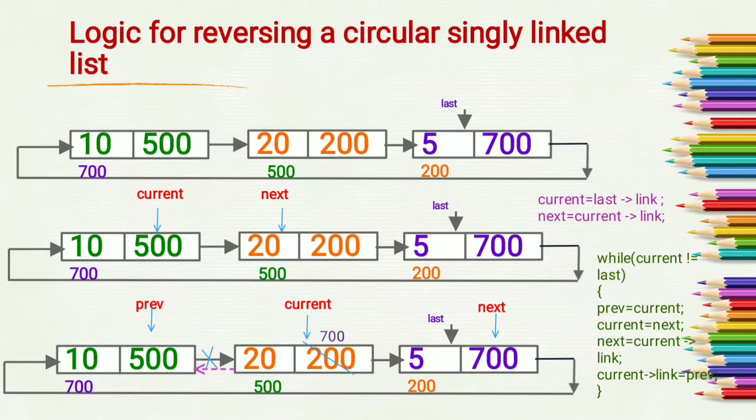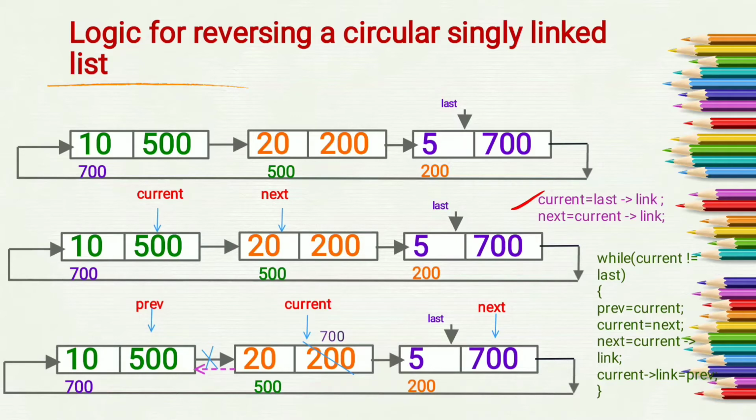We are given a circular singly linked list containing 3 nodes having values 10, 20 and 5, and last is pointing to the last node of the circular singly linked list, containing address 200. Here we also use 3 pointers: previous, current and next.